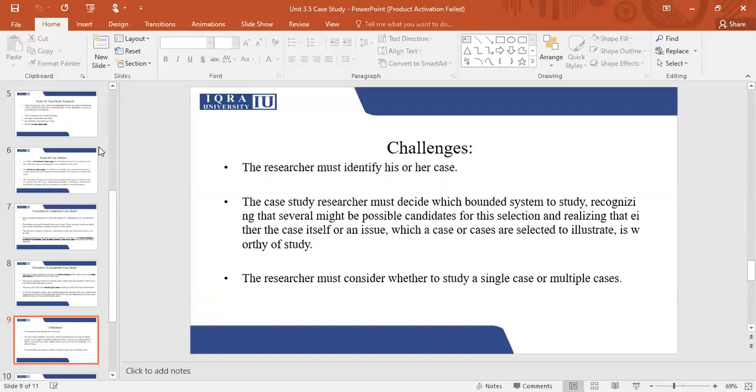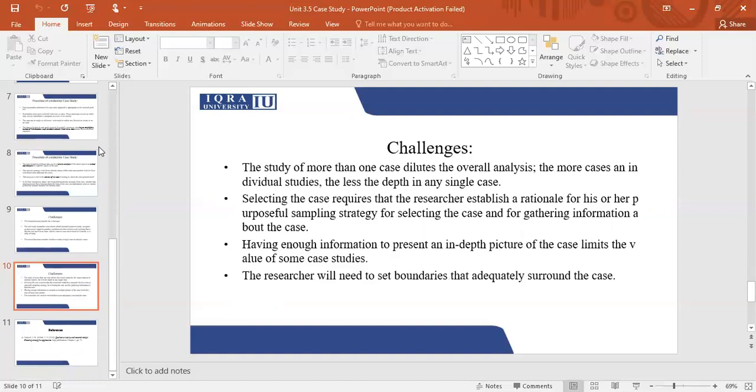Then you need to understand which bounded system you are going to study. There might be several possible candidates there, several cases there. Then you need to be very particular to choose, and as I said, it should be worthy of a study, where people would actually learn something from that particular case. You need to have a proper rationale to study that particular case.